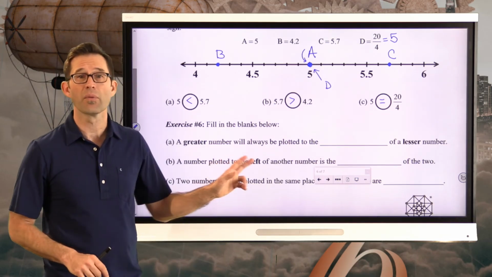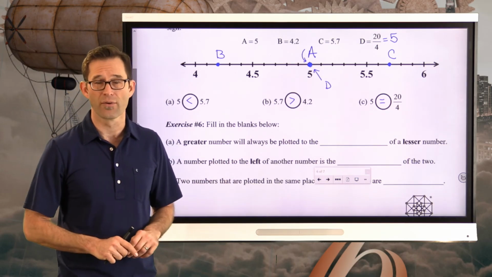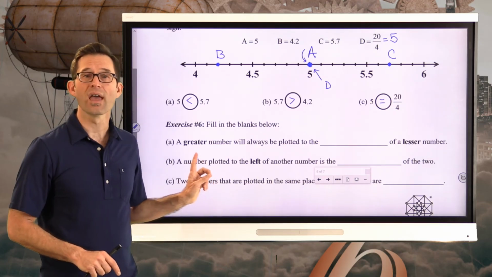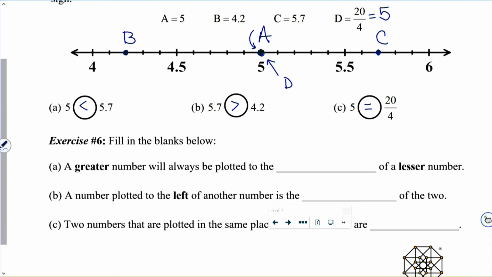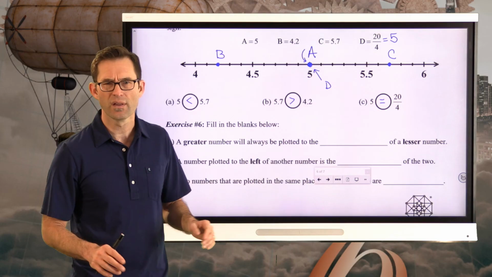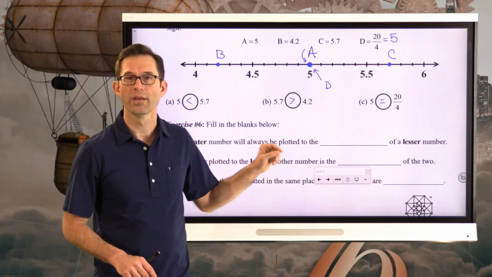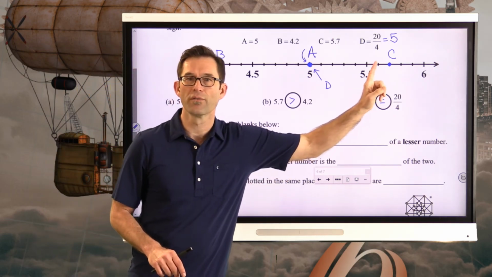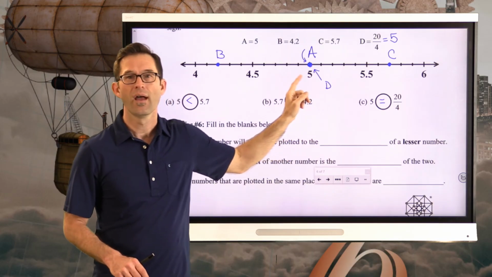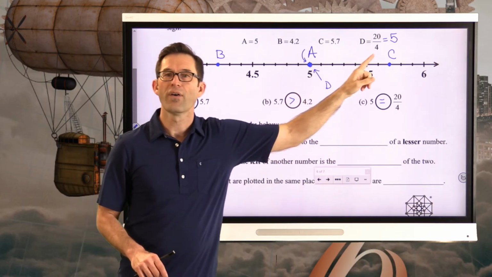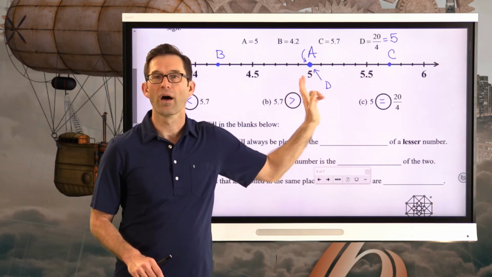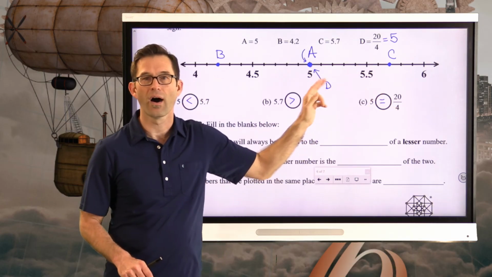It says fill in the blanks below, but I'd like to do this one together, right? Letter A says a greater number will always be plotted to the blank of a lesser number. All right, so let's take a look at this, right? 5.7 is greater than 5, right? So where is 5.7 compared to 5? Well, there's 5.7 and there's 5. And 5.7 is plotted to the right of 5.